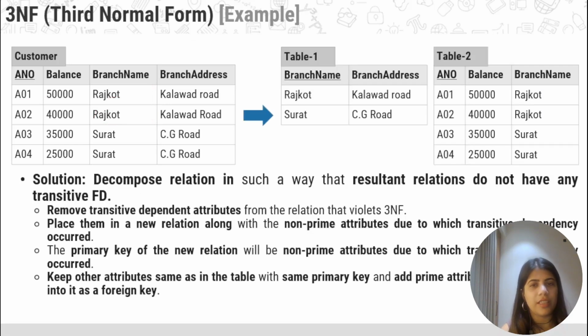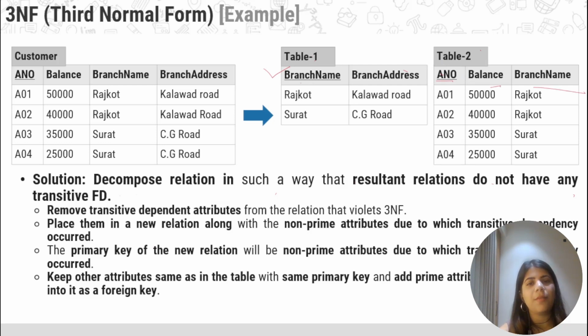So how do we solve this? We decompose the relation in such a way that the resultant relations do not have any transitive functional dependency. I have divided it into table 1 and table 2. Table 1 will have only branch name and branch address, with branch name as the primary key, and table 2 will have only the details of account number, balance and branch name.